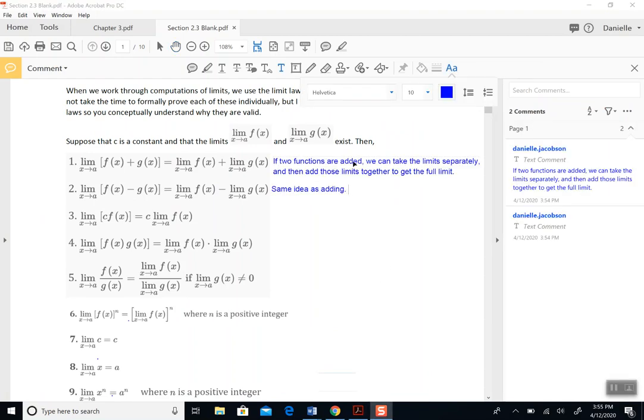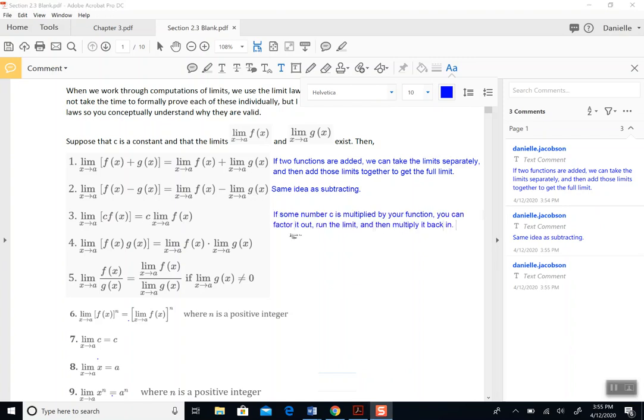Okay, so if two functions are added, you can take the limit separately and then just add those limits back together to get your full limit or your final answer. The same idea goes with, that should say subtracting. So the same idea goes with subtracting. Right, the next limit law, there are a lot of symbols in here, but it essentially means that if c is some constant, some number, and it's multiplied by your function, you can factor that outside of the limit and then just multiply it back through.